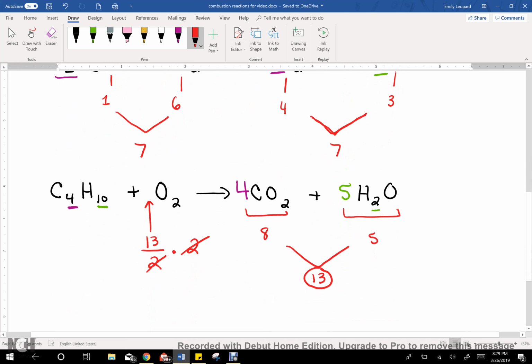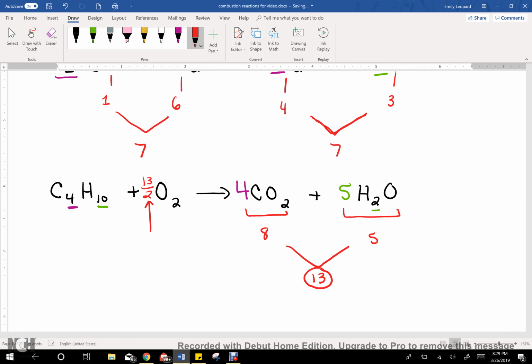And so we were talking about the fraction method. If you take the number of needed oxygens and write it over 2, then when we place that in our equation, 13 over 2 times the 2 that's in our subscript technically gives us 13 oxygens. But here's the problem. I can't end up with a fraction as my coefficient because I can't have 6.5 oxygen molecules.